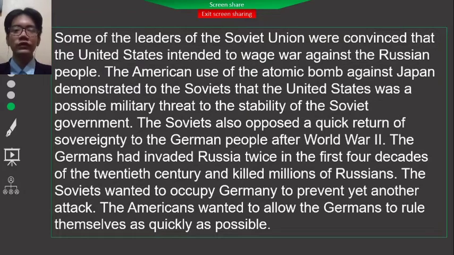The Soviets also opposed a quick return of sovereignty to the German people after World War II. The Germans had invaded Russia twice in the first 4 decades of the 20th century and killed millions of Russians. The Soviets wanted to occupy Germany to prevent yet another attack. The Americans wanted to allow the Germans to rule themselves as quickly as possible.